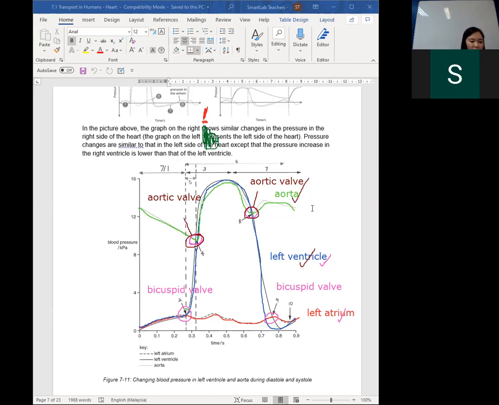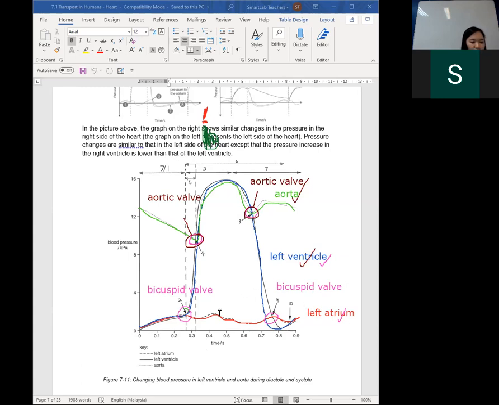Then after that, the intersection between the red and the blue line is the valve found between the left atrium and left ventricle. That will bring us to the identity of the bicuspid valve. Then the intersection between the green line and the blue line is the aortic valve, because the aortic valve is found between the aorta and the left ventricle. So voila, you have identified everything, correct?